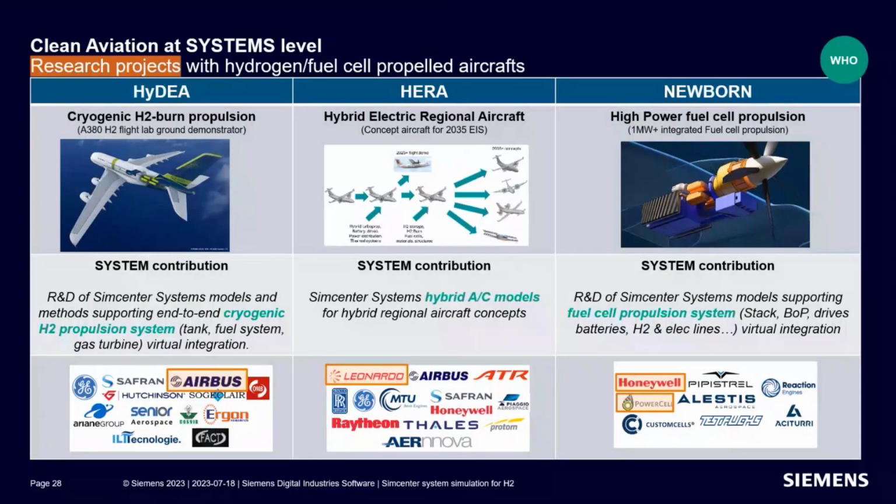But we also have R&D projects about fuel cells and hydrogen in the aerospace industry. So you can see here three projects. The first one, at the left one, is focusing on the combustion of hydrogen in gas turbines. But the scope of the project is also addressing all the cryogenic storage of this hydrogen and the delivering of the hydrogen from the tank to the gas turbines.